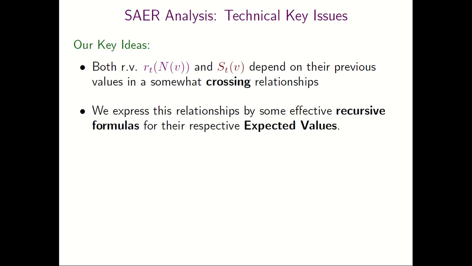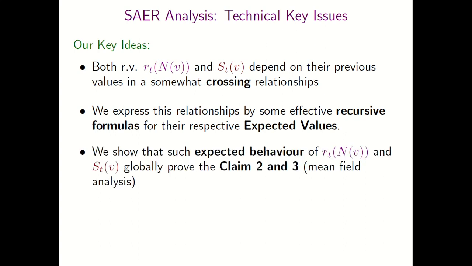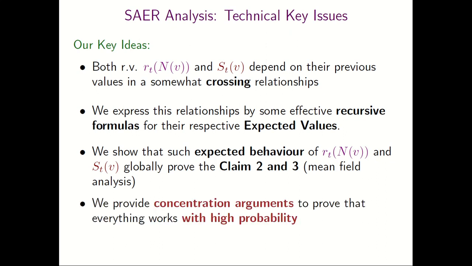We then express this relationship by some effective recursive formulas for their respective expected values. Then we show that such expected behavior of R_t of N_V and S_t of V globally proves claim 2 and claim 3 in a mean field analysis. And finally, we provide concentration arguments to prove that everything works with high probability.